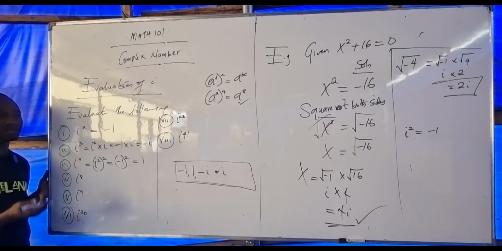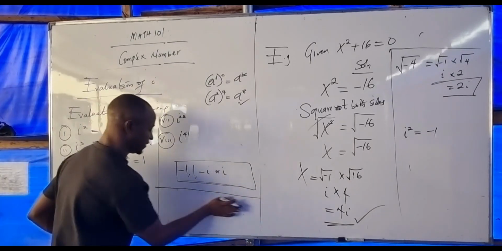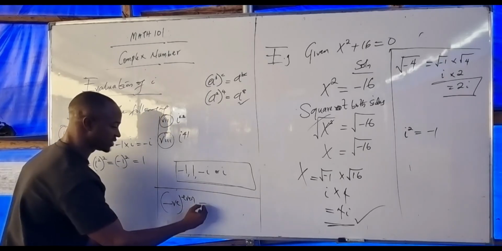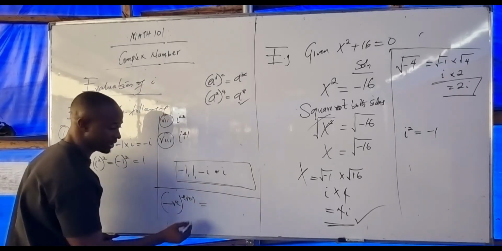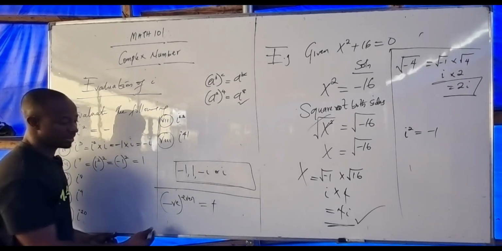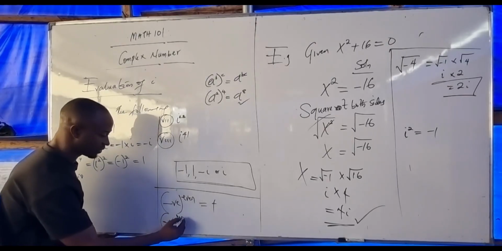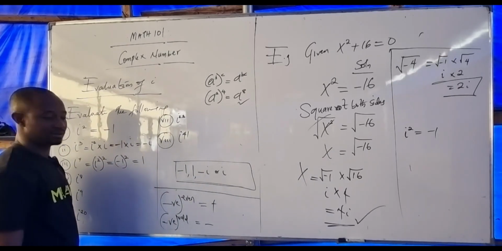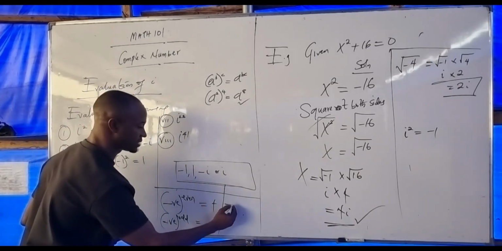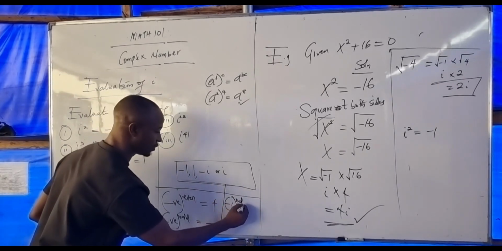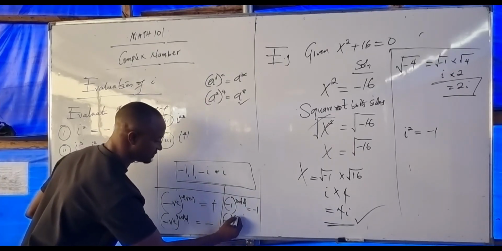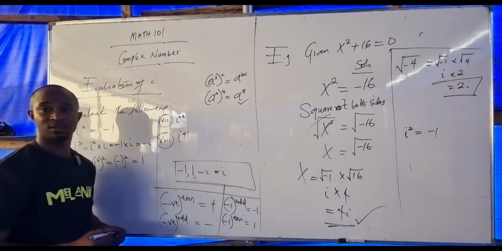Are you getting the gist here? Now listen, I told them something in the previous one. I said a negative number raised by an even number is equal to what? Plus. But a negative number raised by an odd number is equal to what? Negative. Do you understand? That implies that minus 1 raised by odd is what? Minus 1. Minus 1 raised by even is what? Plus 1. Hope you are aware.